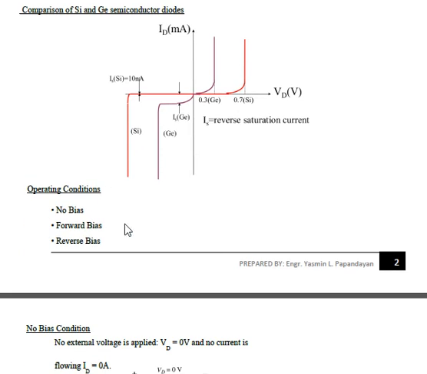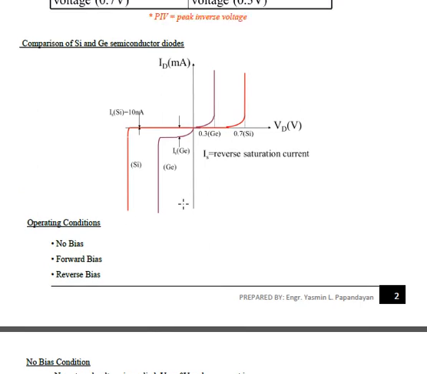So dito tayo sa operating condition. Sa diode kasi meron tayong tatlong condition. We have the no bias, which is there will be no connected voltage across the diode. So ibig sabihin the connection is stable. I have just shown this one from our previous discussion, no, na pag wala tayong external na voltage, there will be no flow of the current from one terminal to the other.